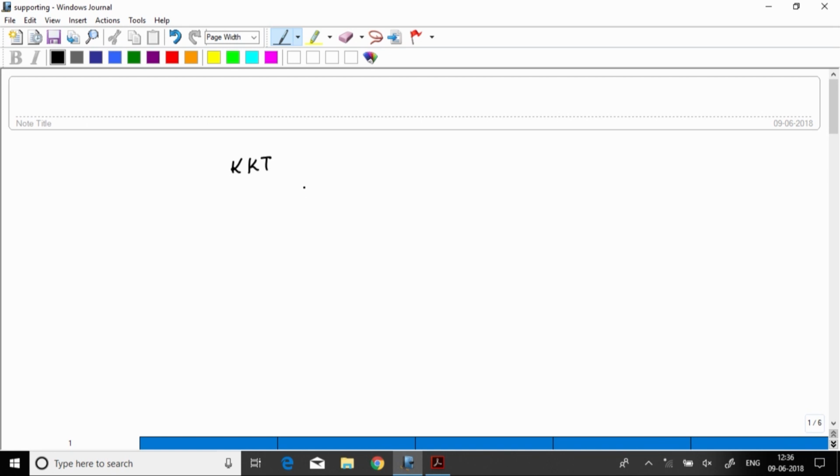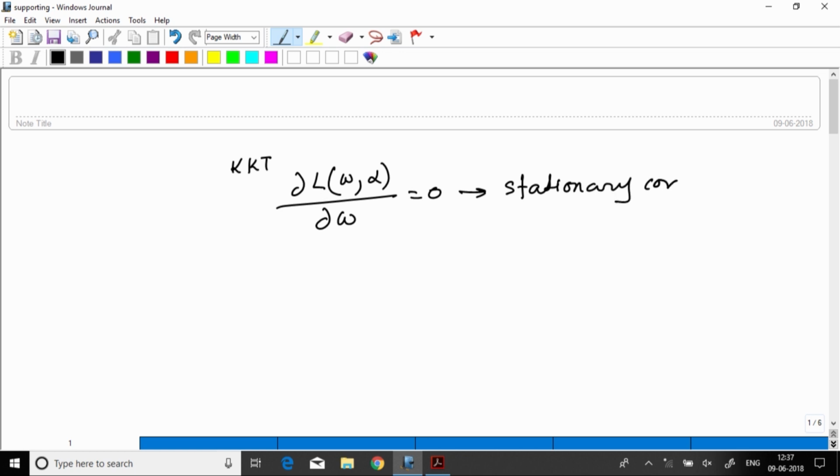So when we have the Lagrangian function with our primal set of variables and with our dual set of variables, and we are differentiating it with respect to the primal set, and then this is equal to 0. This is called the stationary condition on the primal variable.